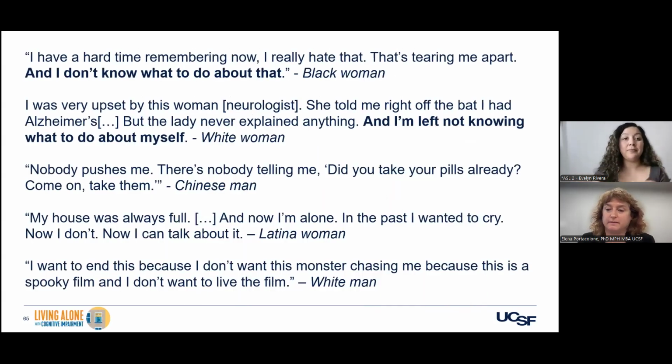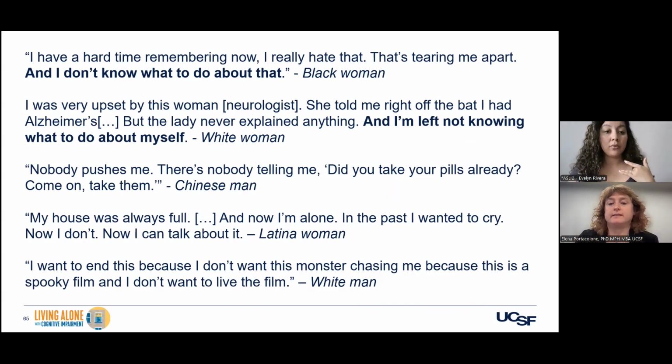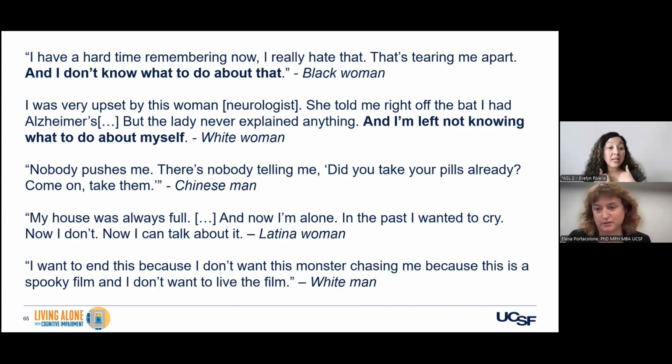And here are some quotes from participants in my research, all from California. I highlighted this chronic uncertainty of living alone with cognitive impairment, which is a major theme. For example, the second quote was from a woman who said to me, "And I'm left not knowing what to do about myself," as we were in a living room with stunning views of the San Francisco Bay, because she was very affluent. This uncertainty of not knowing what to do applies across socioeconomic status, across races and ethnicities. And so now we know the problem, and it's really time to take some actions.